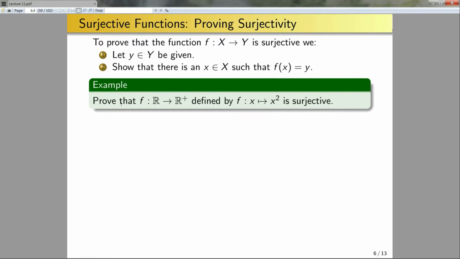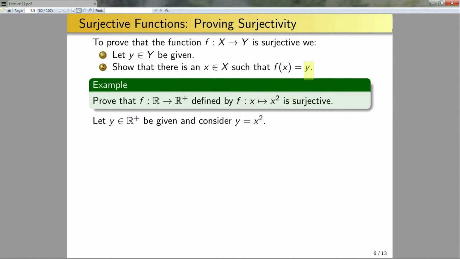Okay, so let's give an example of this. Prove that the function f mapping from R to R plus defined by this quadratic mapping is surjective. Again, this function is indeed a function because for any given value of x, there's only one value that I'm mapping that value of x to. So how do I show that this is surjective? First, let some y in the codomain, in this case the non-negative real numbers, be given, and consider the equation y is equal to x squared. Now I want to show that there's an x such that f of x is equal to y, so I really need to find x given the value of y.